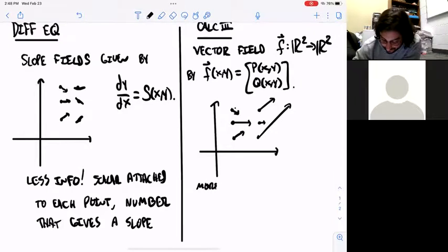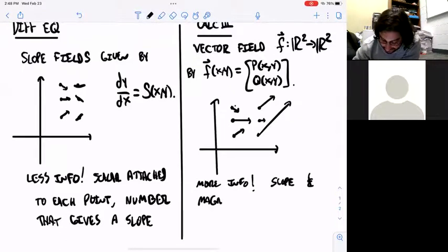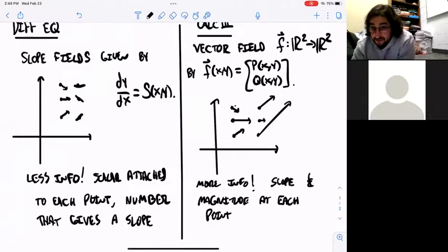Here, there's more info stored in a vector field because you have a slope, which usually we say direction for a vector versus slope, but in the plane, it's the same thing. Slope and also a magnitude at each point. In DiffEq, we aren't attaching magnitudes to these slopes, only slopes.